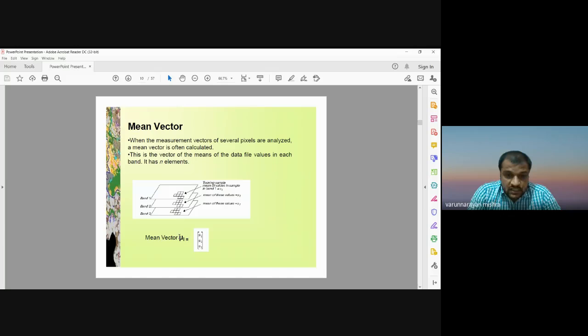So the collection of all the means for all the bands is considered as the mean vector mu, which is mu1, mu2, and mu3. This is about the mean vector.